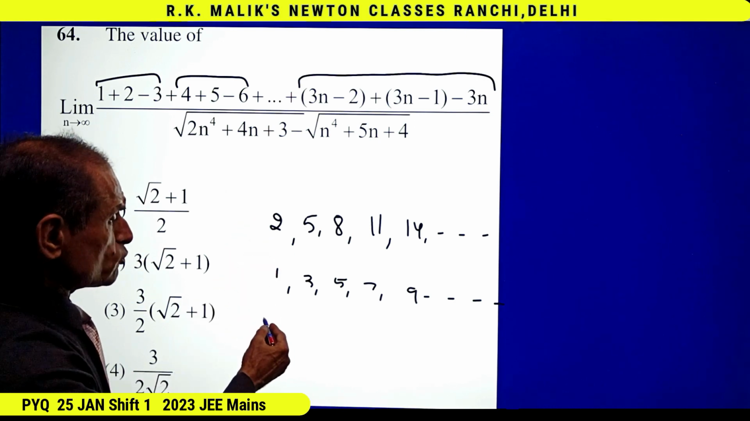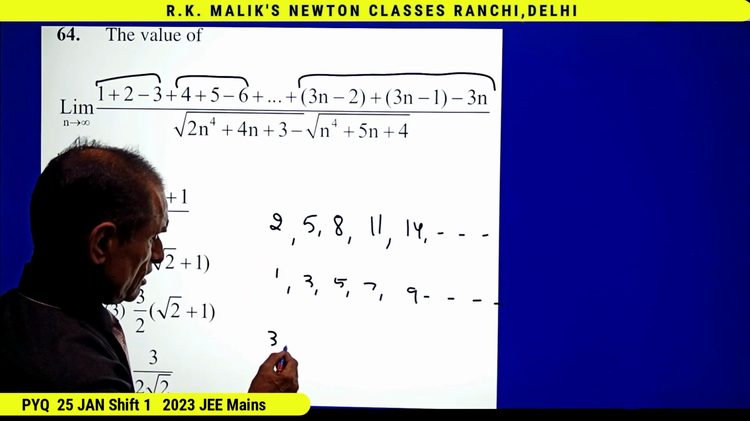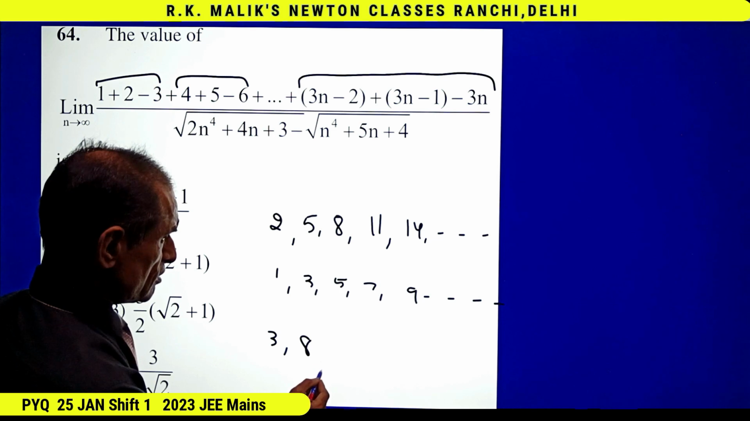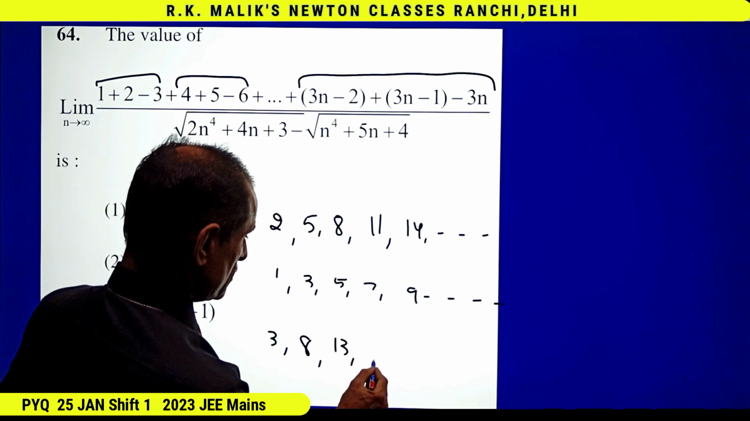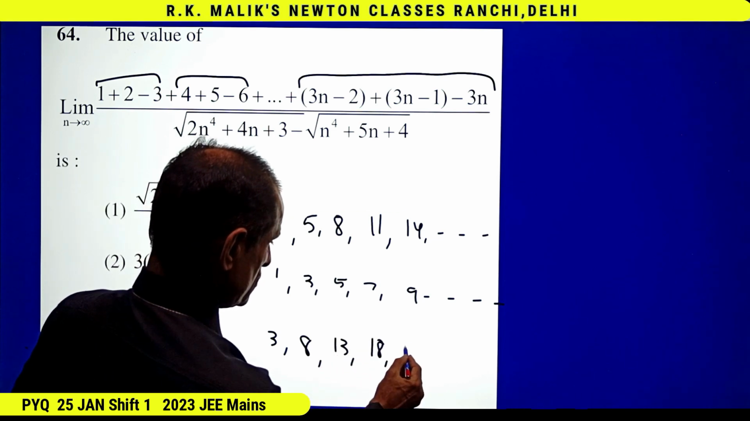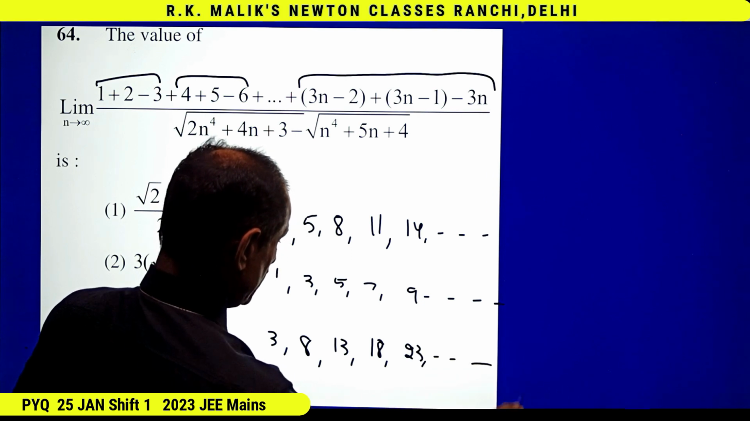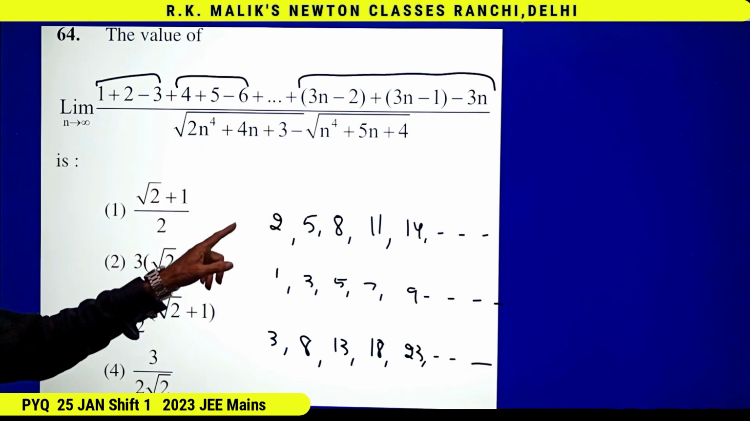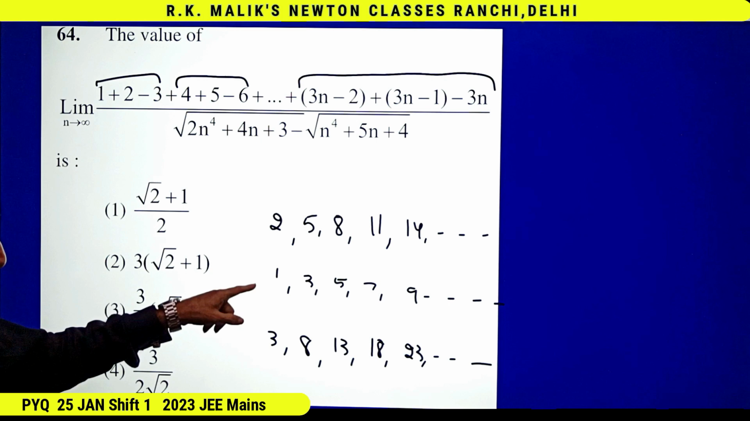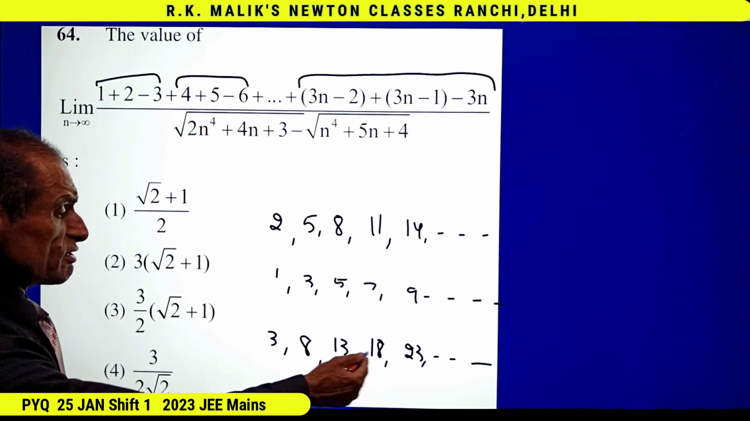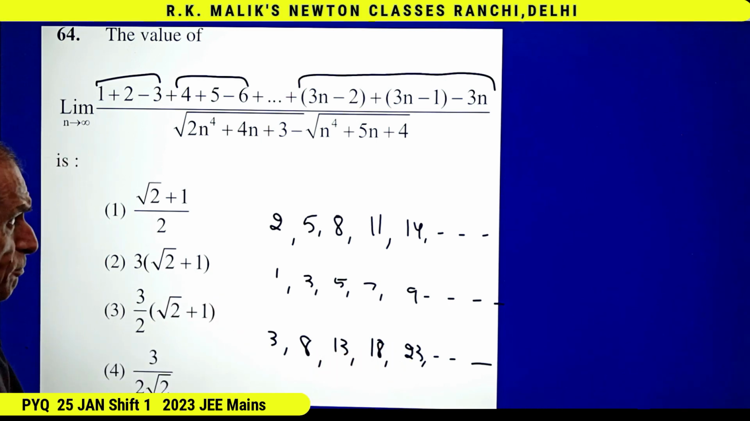If I add the two APs, I will be getting 3, 8, 13, 18, 23 and so on. You can see very easily that when I have added the corresponding terms, the new sequence I have got is also an AP.